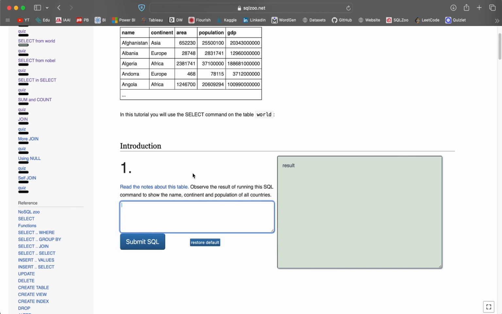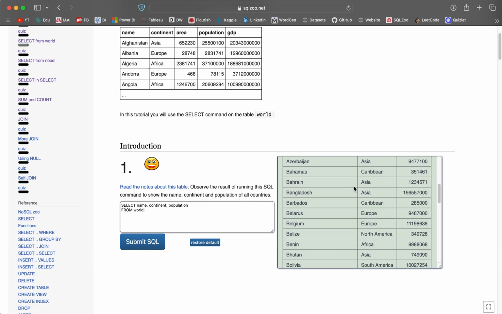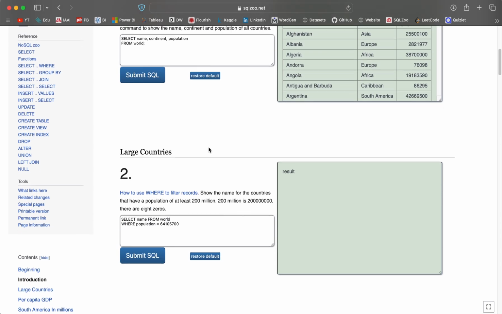It says read the notes about this table. Observe the result of running the SQL command to show the name, continent, and population of all countries. So we say select name, continent, and population from world. Considering the fact that we want it for all countries, that's all we need to put. We're not filtering any data. And here you go. These are all the countries.